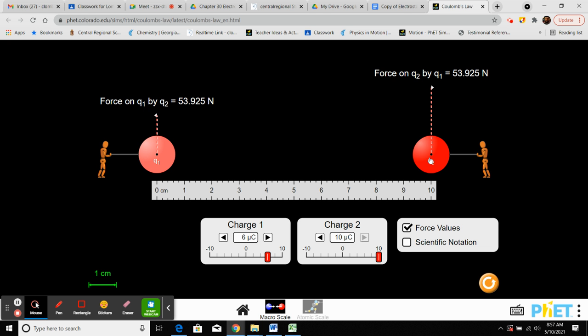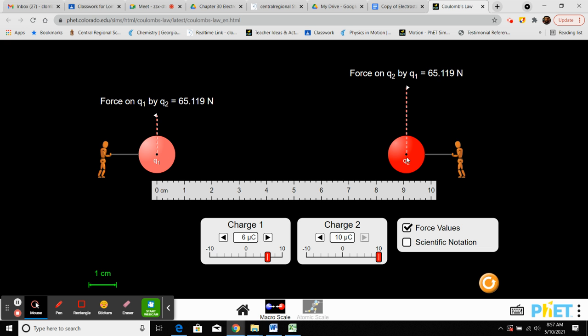All right, so let's put this one at 0. Let's put this one here at 10. They're the same value. What if I move the one that's at 10 to 9? Still the same value. And did the force get bigger? It was at 53, and now it's at 66. Oh, yeah, it got bigger. So 53 to 66 is how much? About 13. Okay.